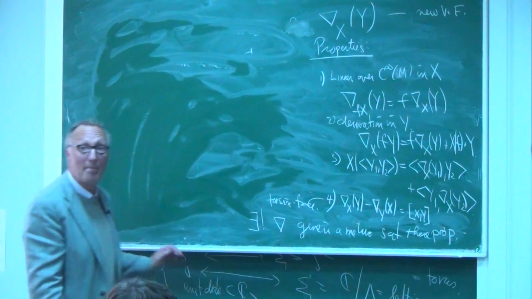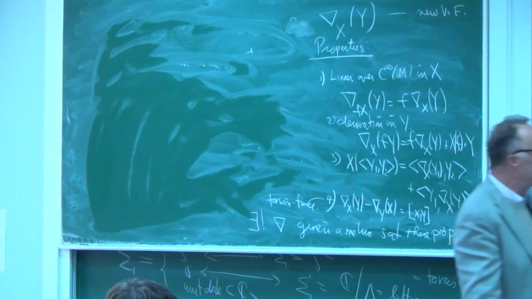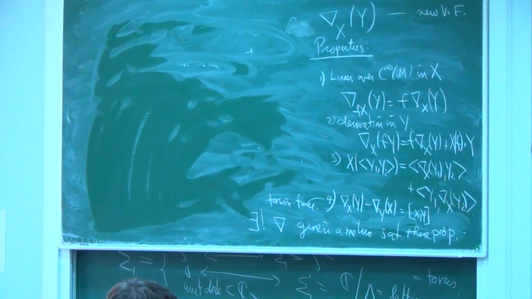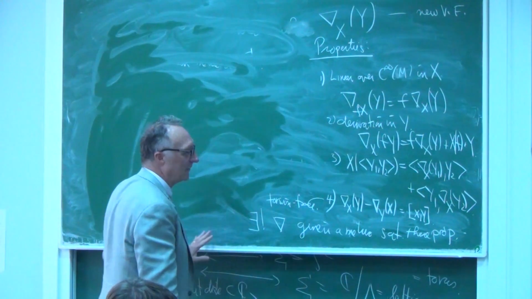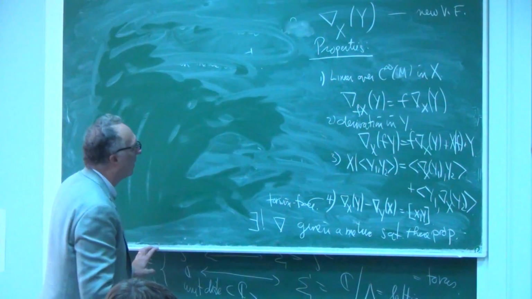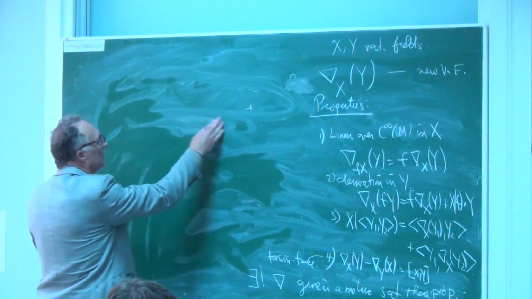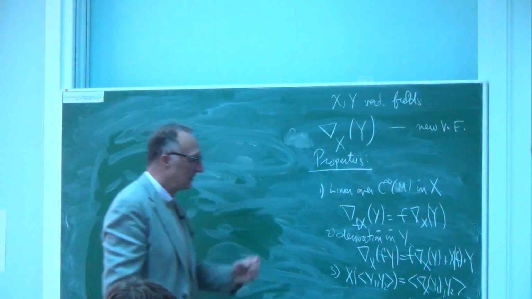Okay? So I gave you a hint of a geometric definition over here. This is the more formal algebraic properties. These characterize it. It's easy to see when you unravel this definition that it has all of those properties. Okay? Okay. So that's covariant differentiation.